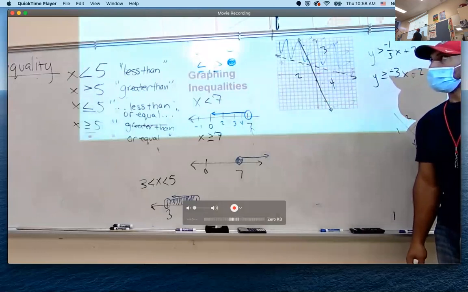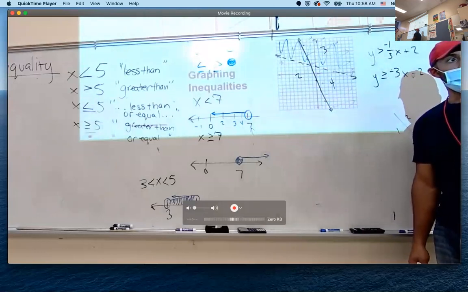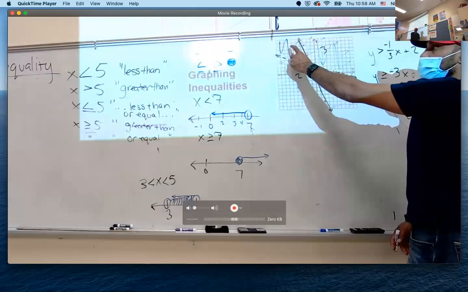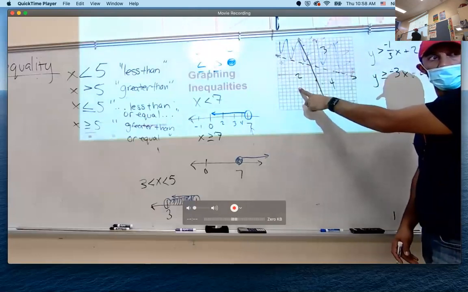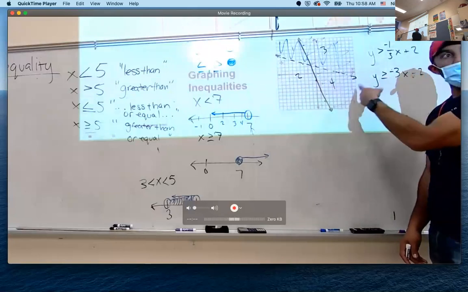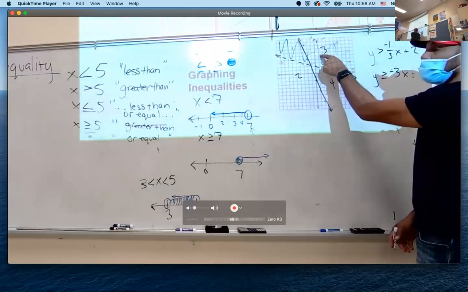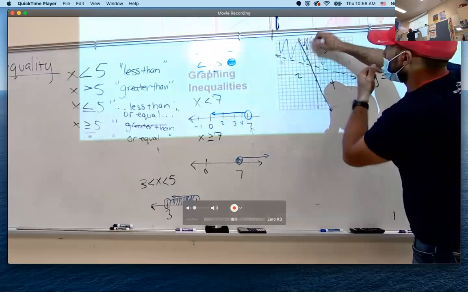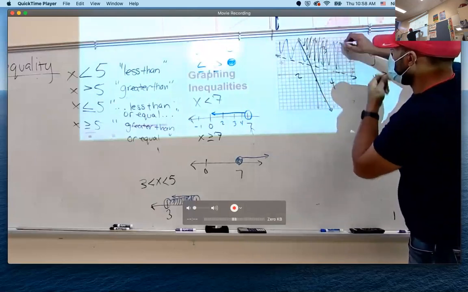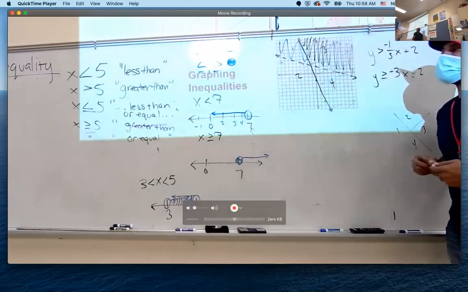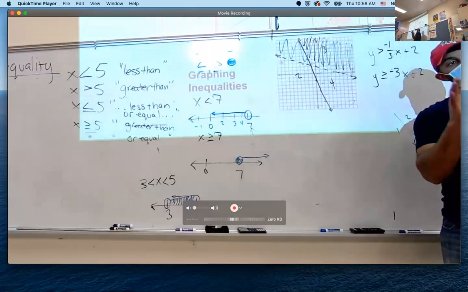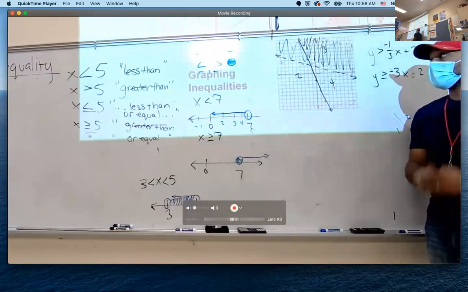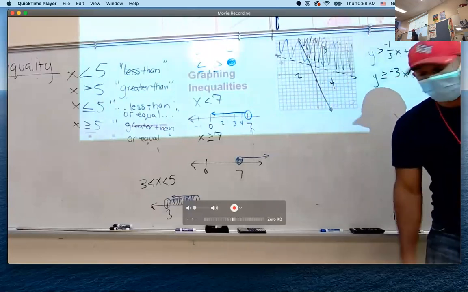3. All right, it's 3. Because look, are both of them shaded here? No. Are both of them shaded here? No. How about here? No. You see any blue right there? No. But they're both here. So the answer to this question is there. When you have to do 2 of them at the same time, you have to figure out where they're the same.